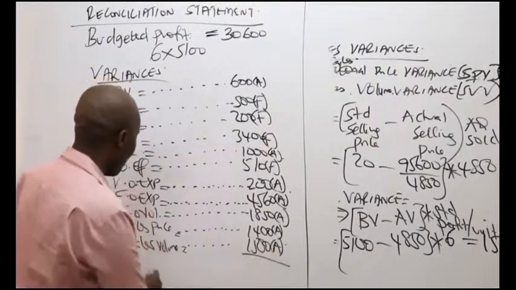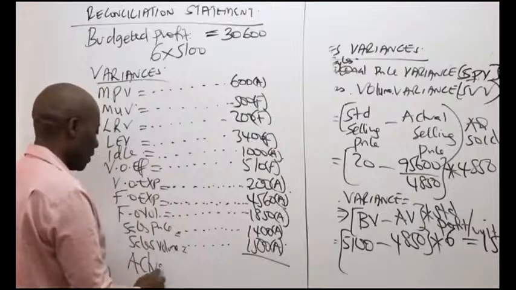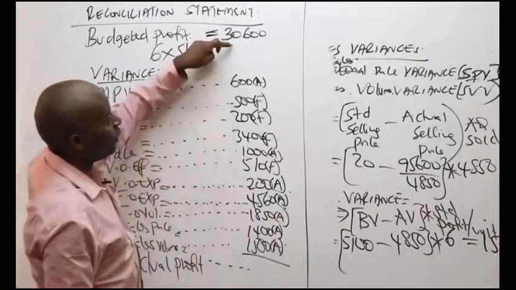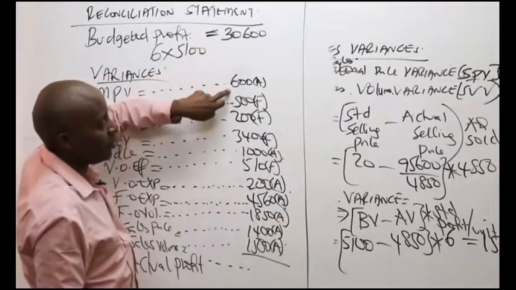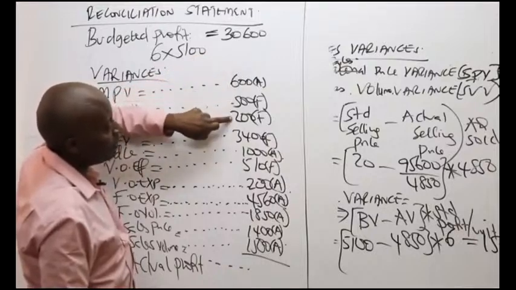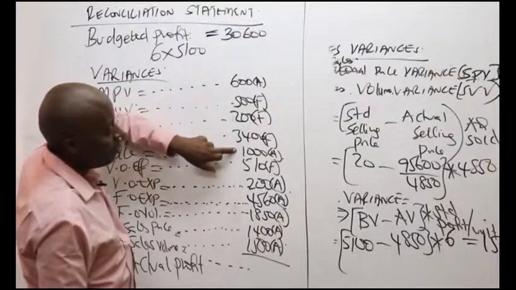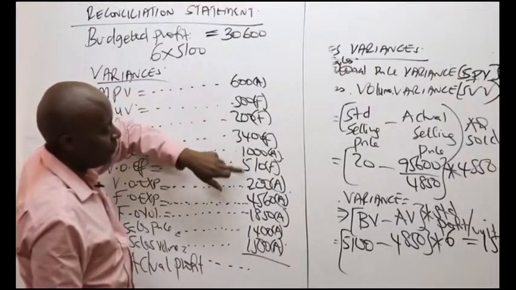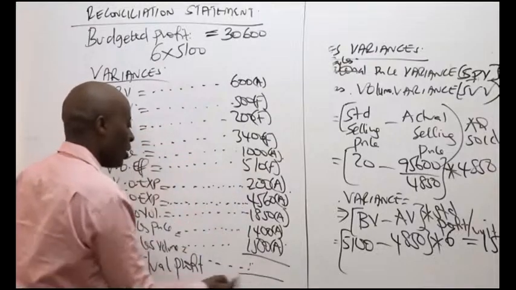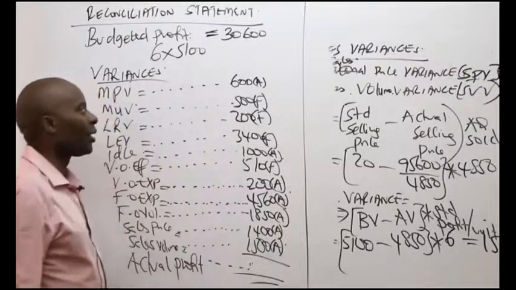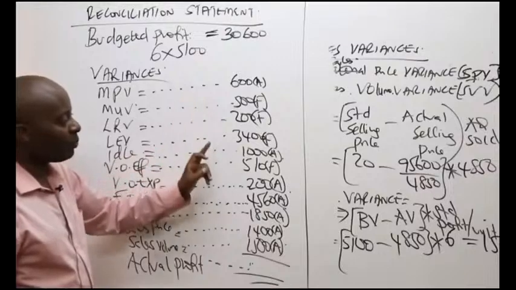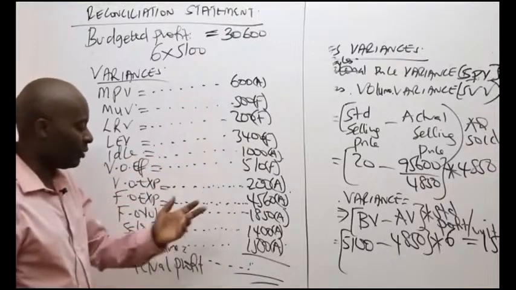So please, we have our actual profit. We'll take 3,600 minus 600, plus 500, because they are favorable. Plus, minus, plus in your calculator, then minus, minus, minus, minus, minus. And then we'll be able to get our actual profit down here. Give us a figure.